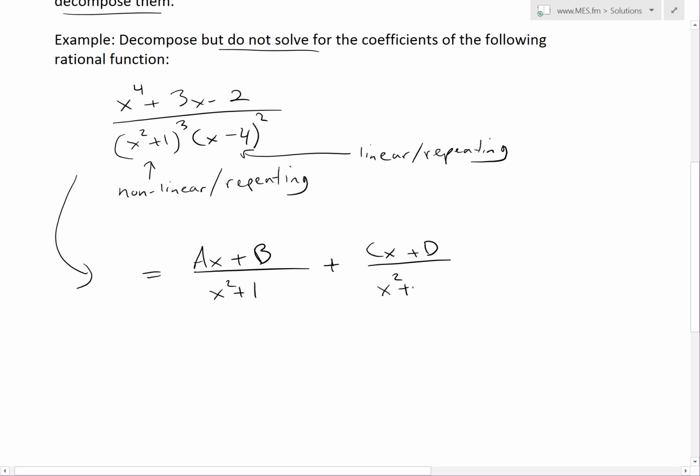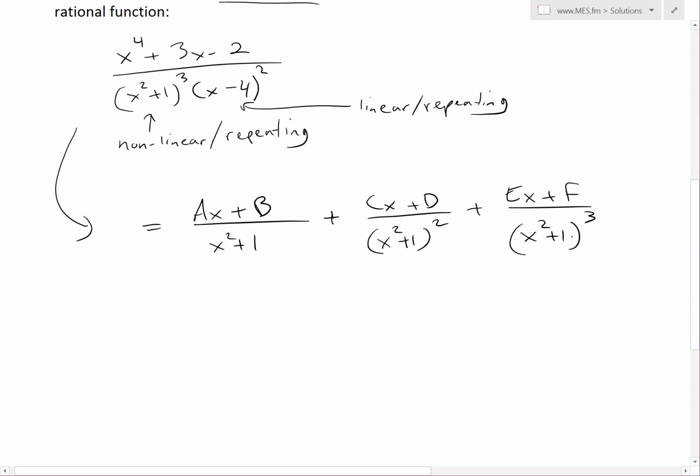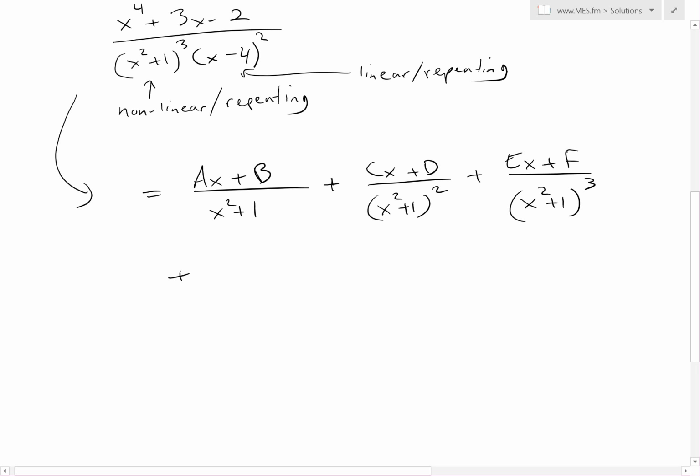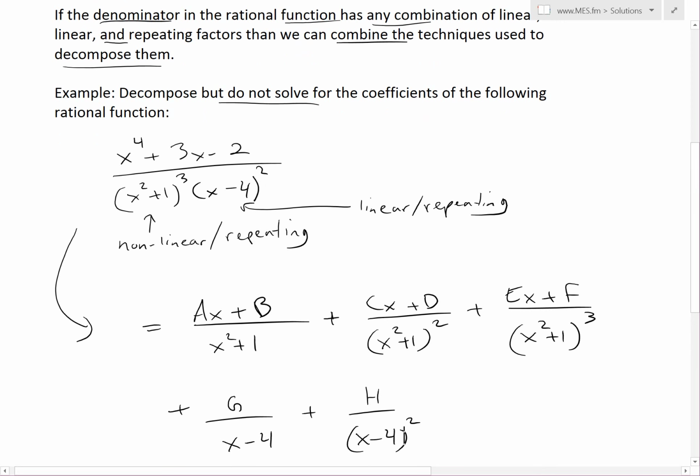And now we have an x squared plus 1 cubed, and for that we have Ex plus F. This is for the last case, x squared plus 1 to the power of 3. Because it's repeating, we have to account for any of the partial fractions where we add up the squares or the cubes, or without any squares or cubes, like this one. And now we have to account for this linear and repeating factor. So after Ex plus F, we'll have a G over x minus 4. And now the last one is an H over x minus 4 squared. So this is all we're asked to do in this example.